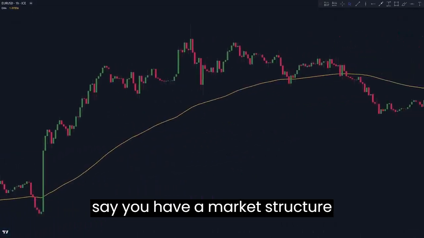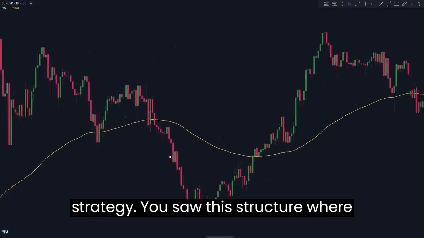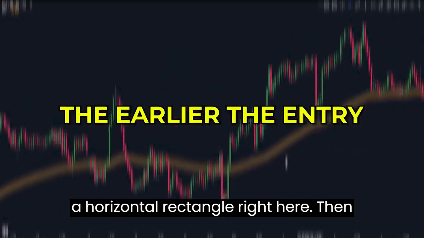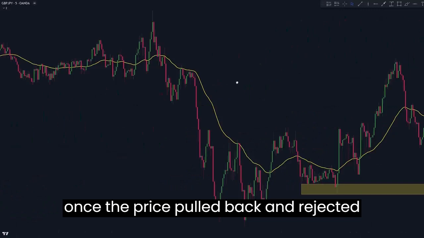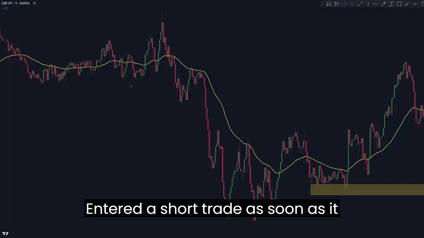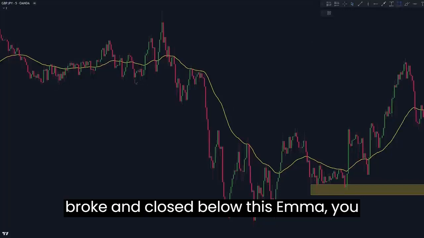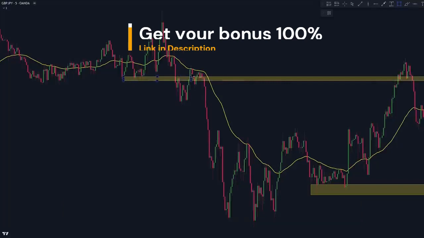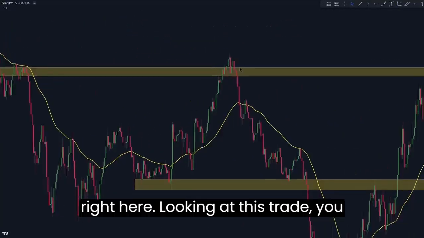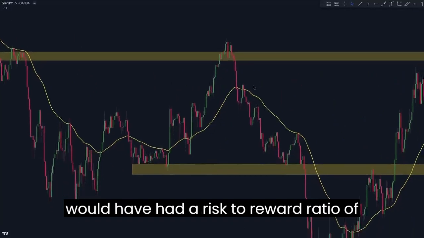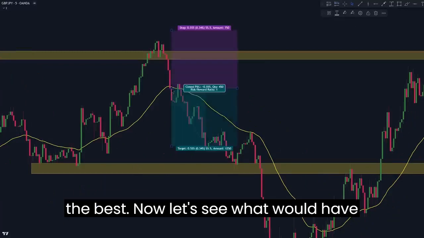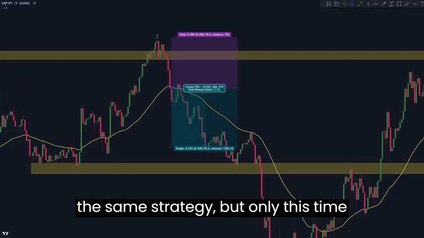So let's say you have a market structure strategy. You saw this structure where the support level turned into a resistance level, so you decided to draw a horizontal rectangle right here. Then once the price pulled back and rejected off of this key level, you entered a short trade as soon as it broke and closed below this EMA. You set your stop loss at this swing high, and for your take profit, you targeted the next key level, which is this one right here. Looking at this trade, you would have had a risk to reward ratio of 1 to 1.46, which is definitely not the best.